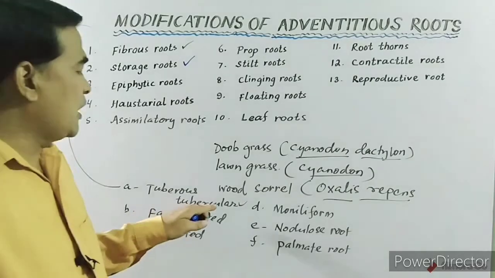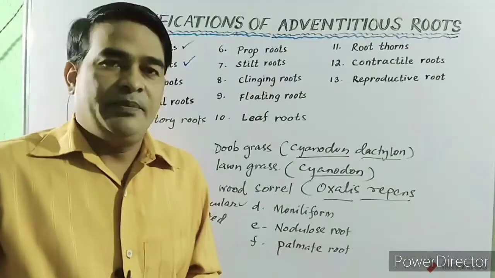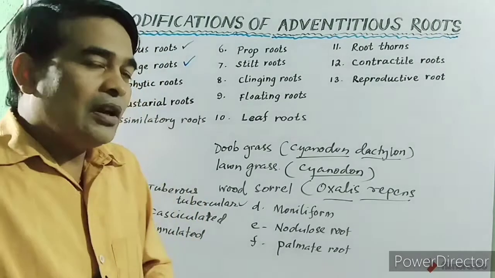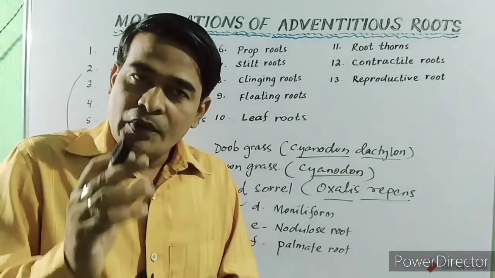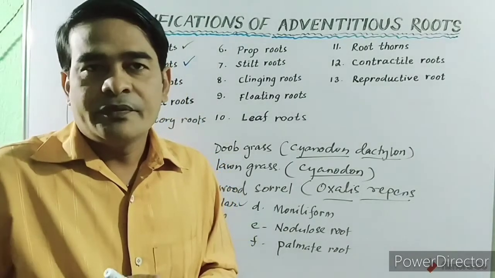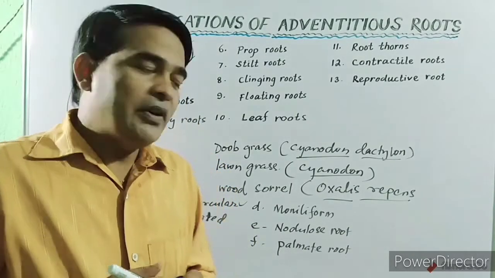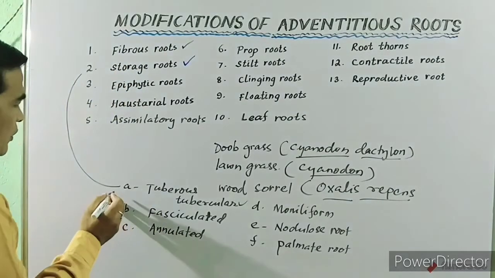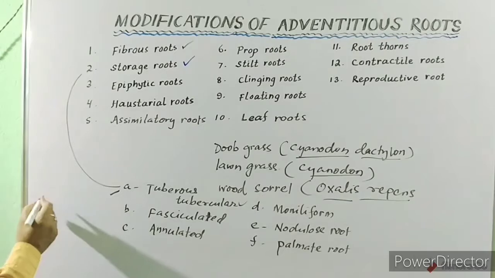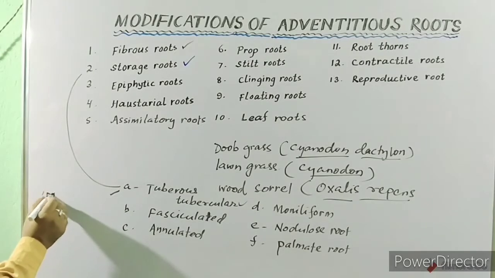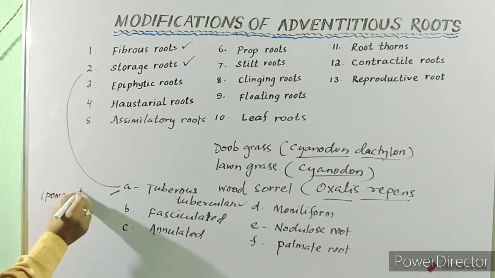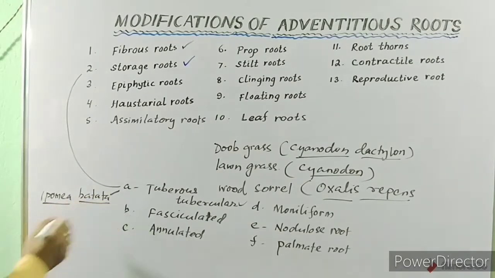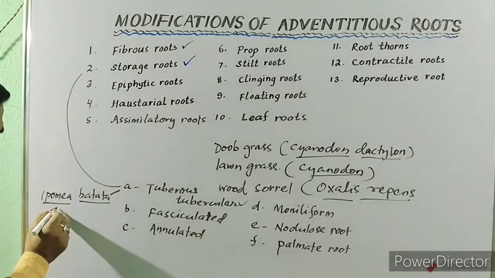Tuberous roots or tubercular roots have no definite shape, and out of a bunch of roots, only one root becomes swollen, as found in Ipomoea batatas, which we call sweet potato.